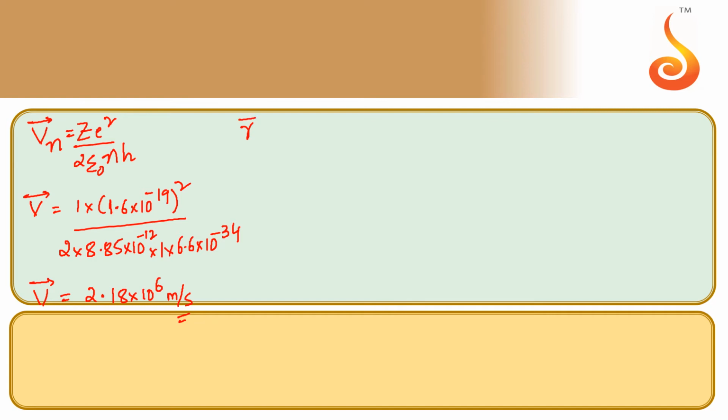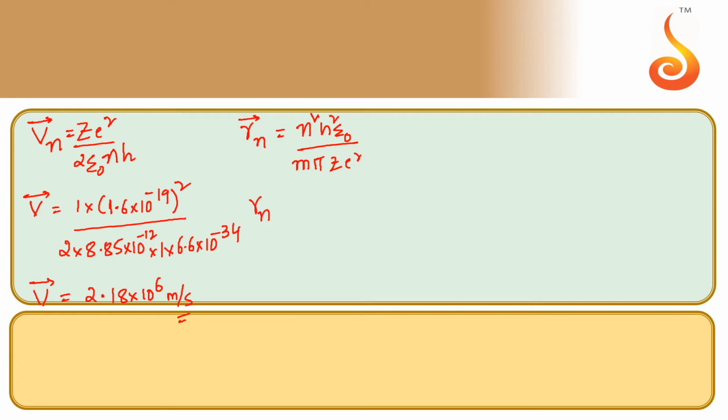So radius of an electron in nth orbit is equal to n square h square epsilon naught by m pi z e square, where n is the number of orbits, h is the Planck's constant, epsilon naught is permittivity of free space, m is the mass of electron, z is the atomic number, and e is the charge value. Let us substitute the values here.